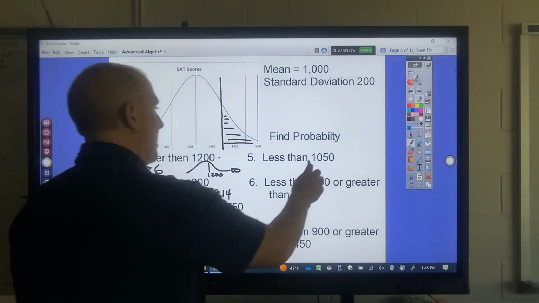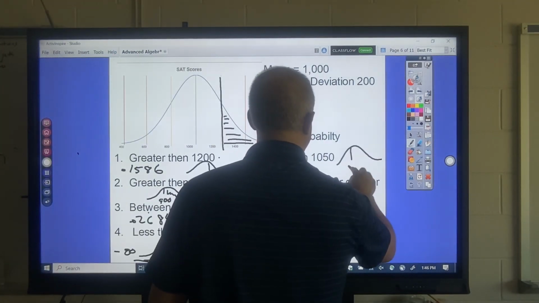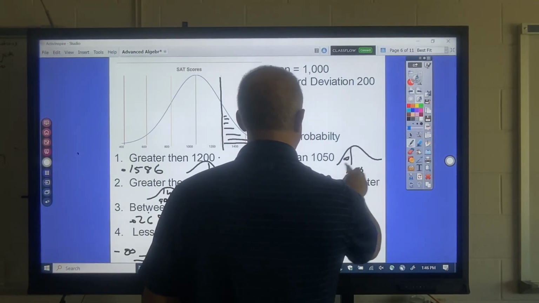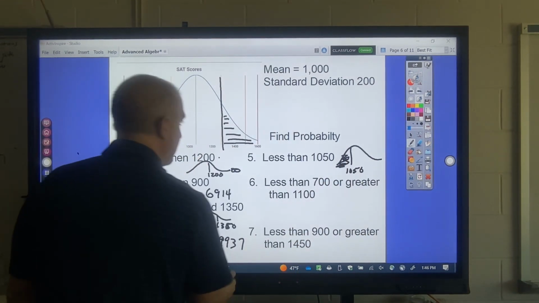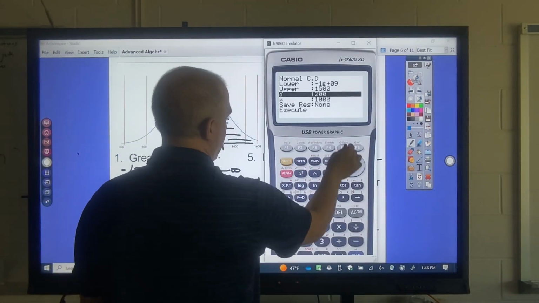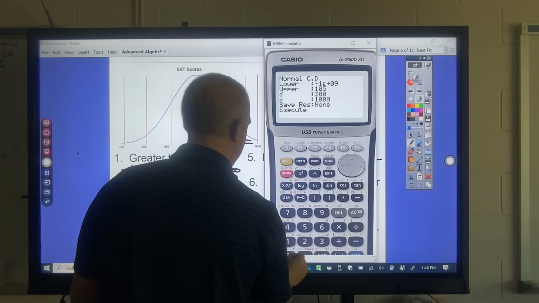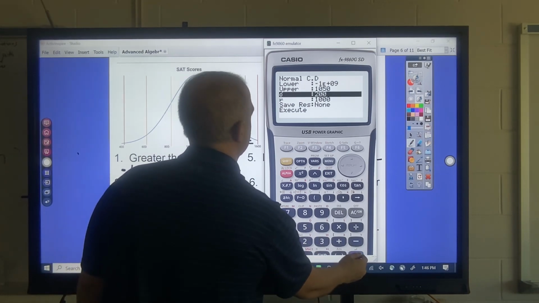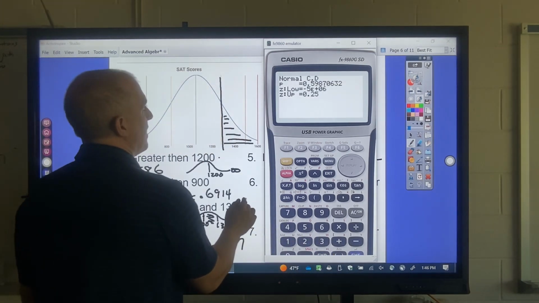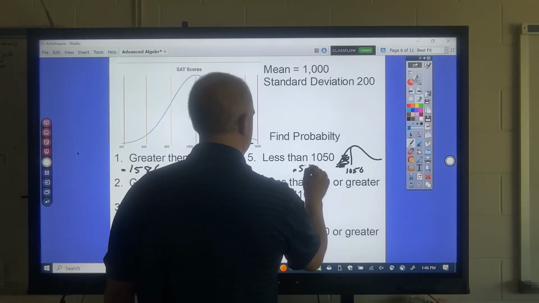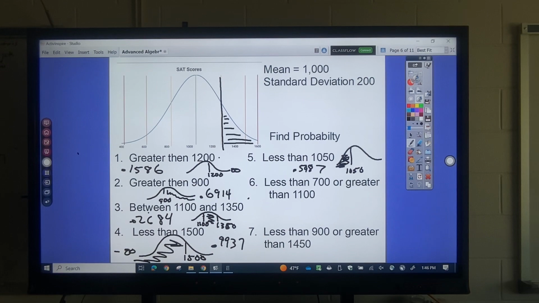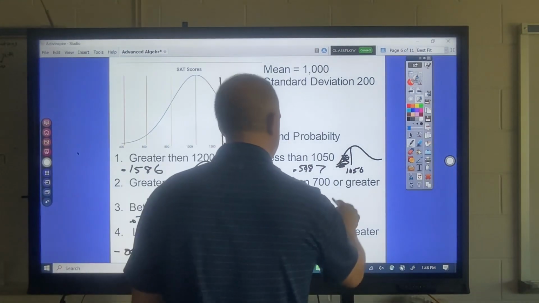All right, less than 1,050. So 1,050 is right here, going this way. So that's going to be negative infinity. Okay, 1,050. 0.5987. That's the probability.